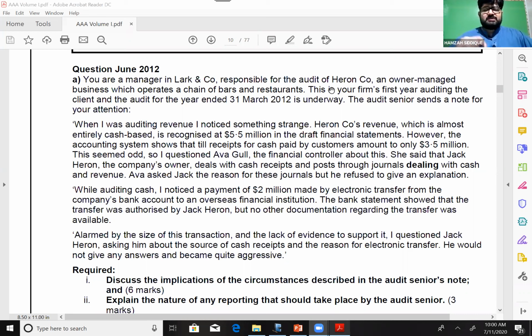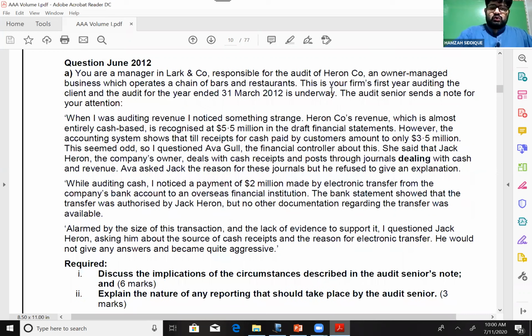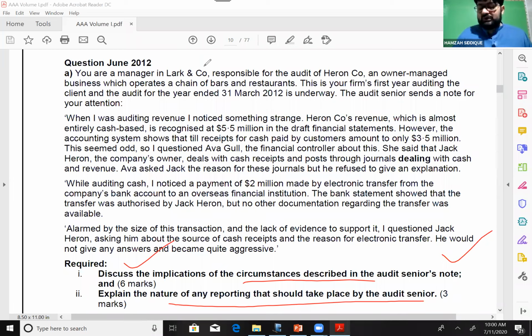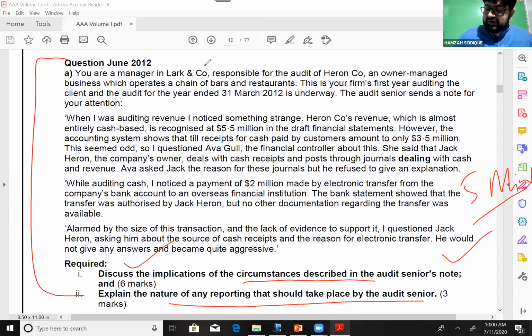So here is a past paper question. June 2012, it was. Discuss the implications of circumstances described in the audit senior's note. Explain the nature of any reporting that should take place by the audit senior. 3 marks. Students, take 5 minutes. Read the question again: implication and any reporting. Take 5 minutes, read this scenario, then I will solve it for you. Please read this scenario.